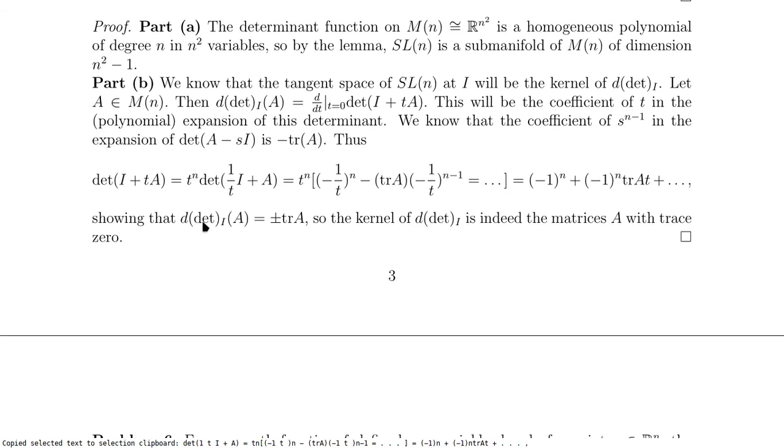And this shows that the derivative at A is equal to plus or minus the trace of A, and that's what we needed. So the kernel is indeed the matrices A with trace equal to 0, because the derivative is equal to the trace. The kernel is all the things that take you to 0 trace.